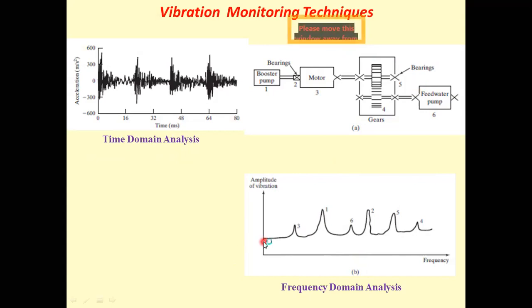So your frequency spectrum or frequency graph is like this. The third component, the motor, has a frequency of 10 hertz, the booster pump has 20 hertz, the feed water pump 30 hertz, then the bearing has 40 hertz, the gear has 50 hertz, and the pinion has 60 hertz.